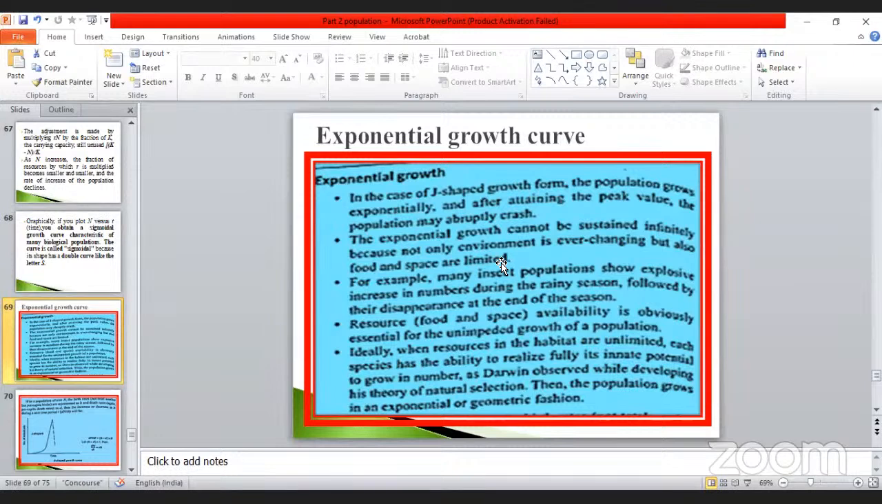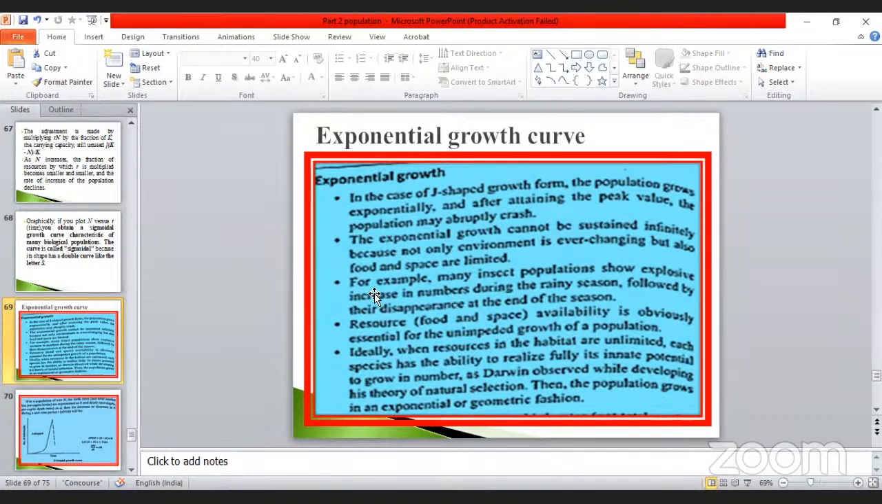For example, a particular animal, 100 animals or 500 animals are there in the initial stage. Suddenly it increases to 5,000 or 10,000. What happens? They need more food, isn't it? Suddenly the food source, the environmental factors, are utilized by the 10,000 animals. What happens? The population suddenly decreases because there is no food for the next generation.